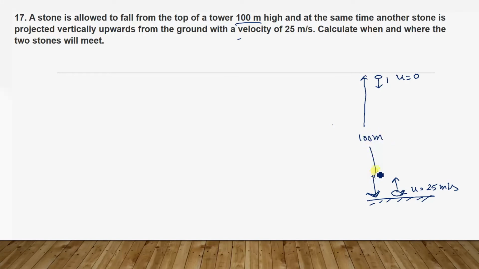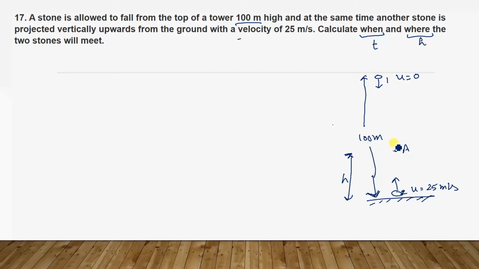So let's calculate. Now, when and where they are meeting. "When" means we have to calculate the time t, and "where" means we have to find its height. So let's assume that they meet at a certain point here, and the height of this point from the ground is h. The two stones meet at this point, let's consider it point A, when one is thrown downward and the other is thrown upward.